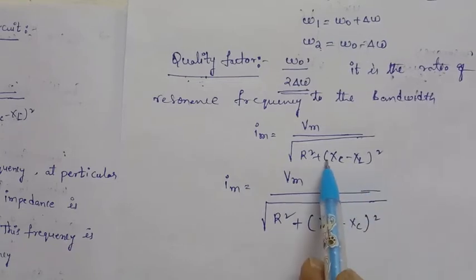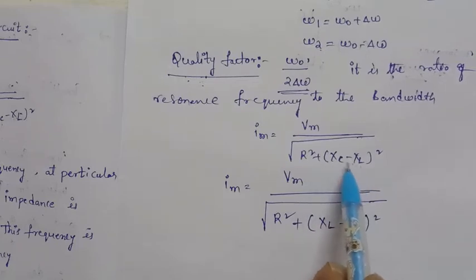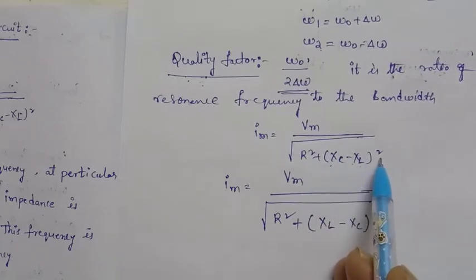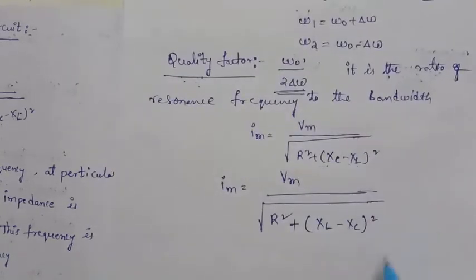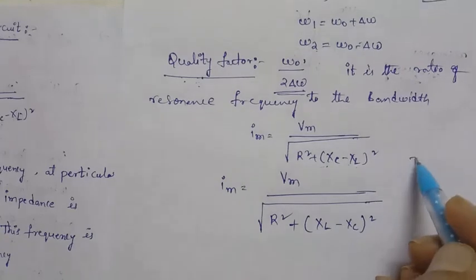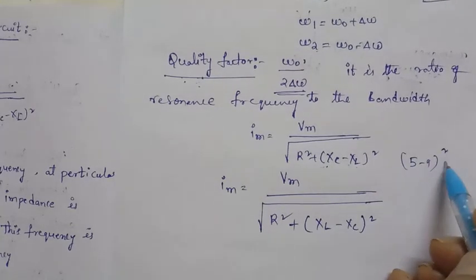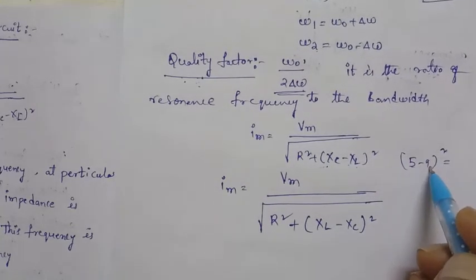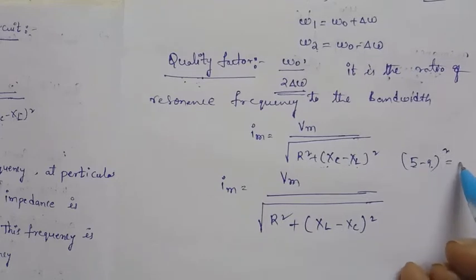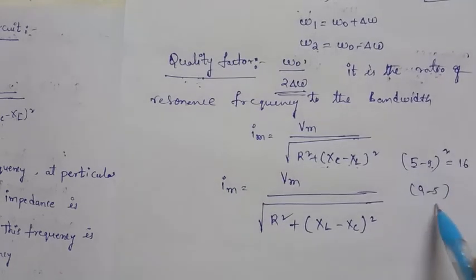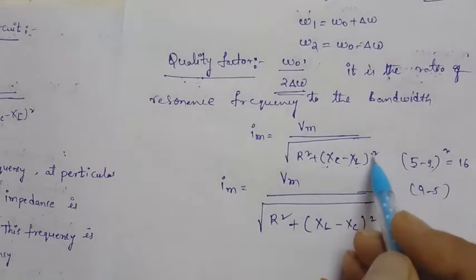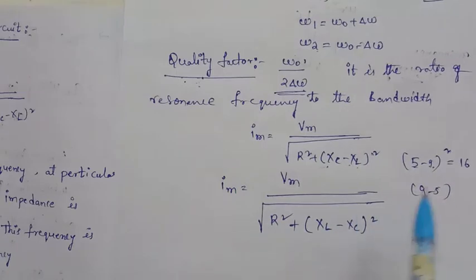Suppose you take the minus common, then XL minus XC becomes a whole square, and we get the same result. Is there any difference between these expressions? No. If suppose 5 minus 9 whole square, the difference is minus 4, and minus 4 whole square is nothing but 16. Or 9 minus 5, it is plus 4 versus minus 4, but we have the square term. That's why there is no difference between these two equations.